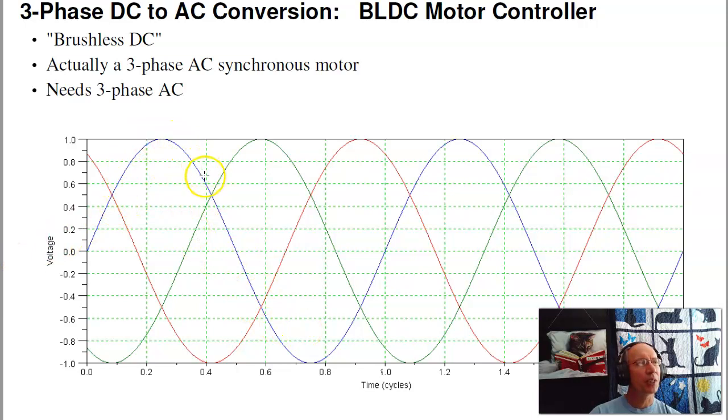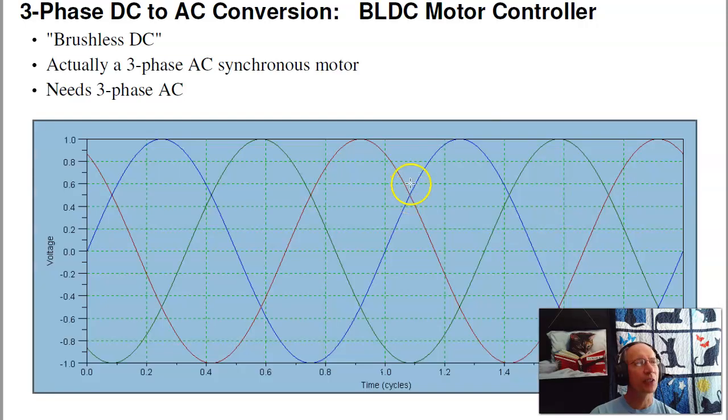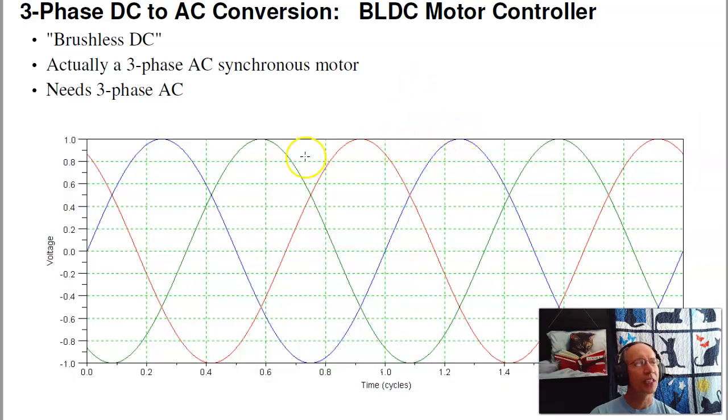So this will be phase A, the blue line. Phase B is lagging 120 degrees. Phase C lags 240 degrees. Then I go back to phase A. I need to generate 3 voltages. Each is a sine wave, each 120 degrees out of phase. That's 3-phase AC.